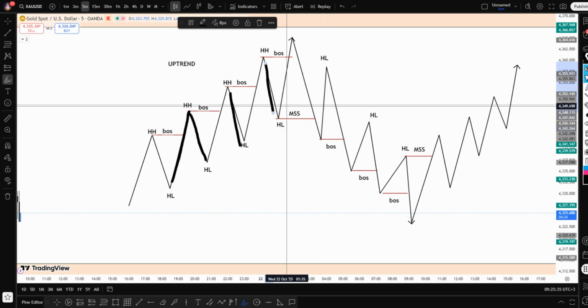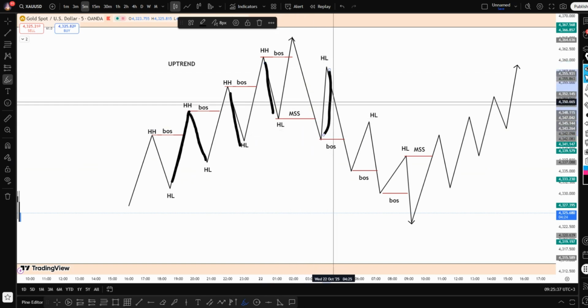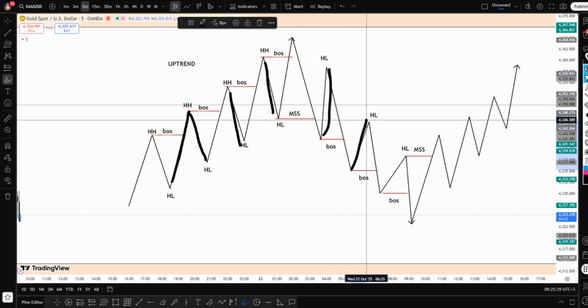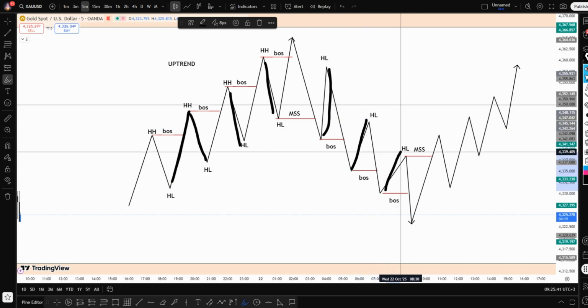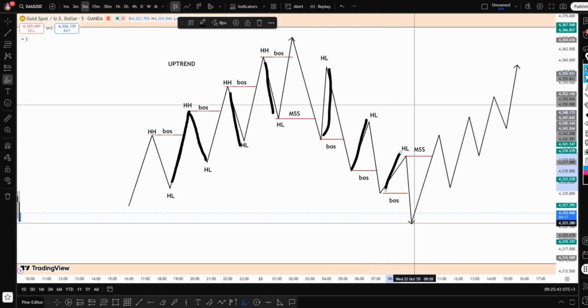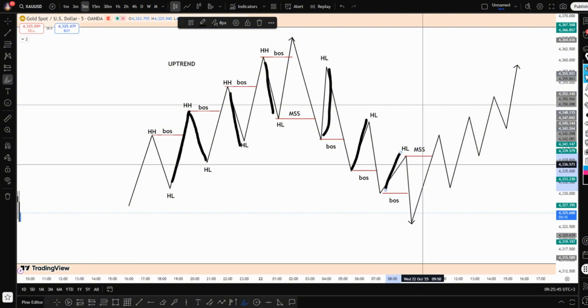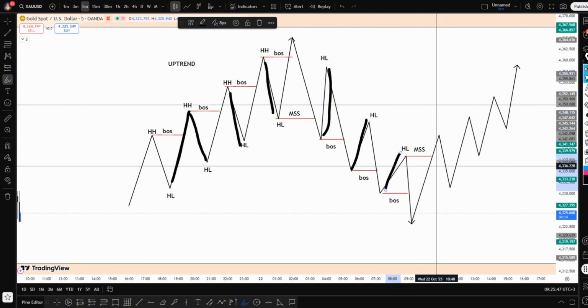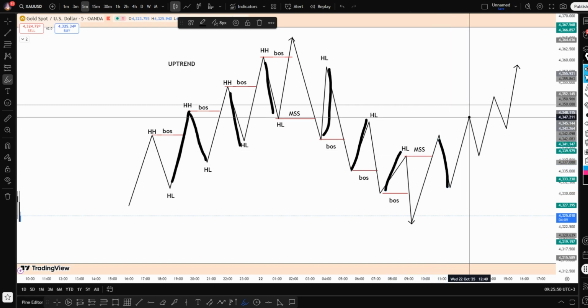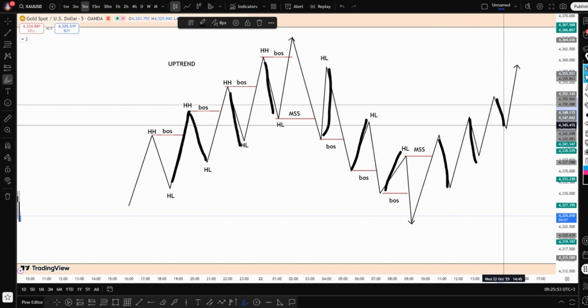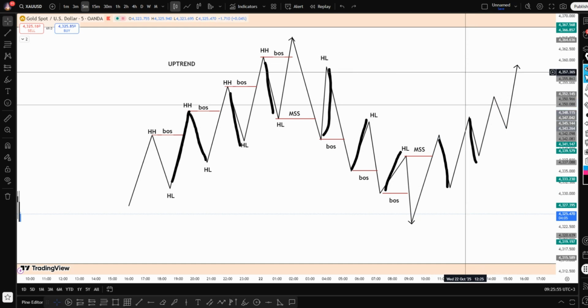So market structure shift, retracement, price goes lower. Retracement, price goes lower. Then what does price do? It turns and takes out the higher lows. So that means we're no longer looking for sells. We're now looking for buys. Retracement, price goes higher. Retracement, price goes higher. So that's all about retracement and correction.